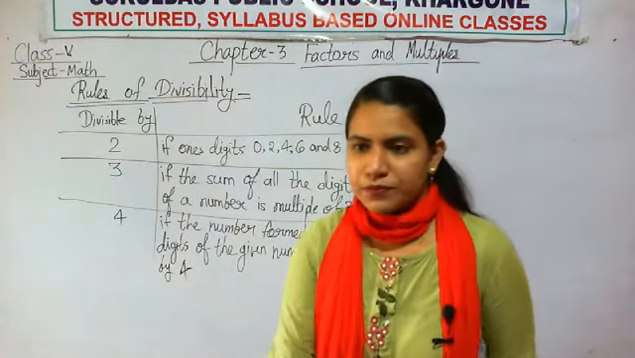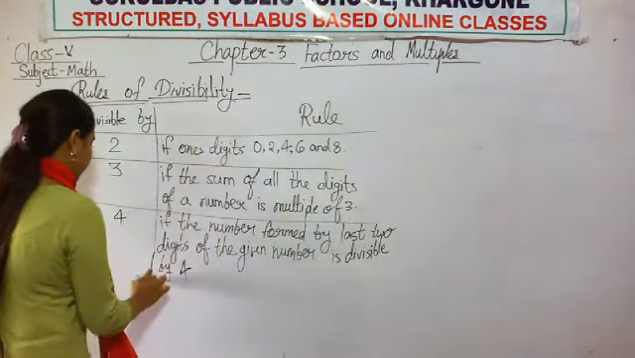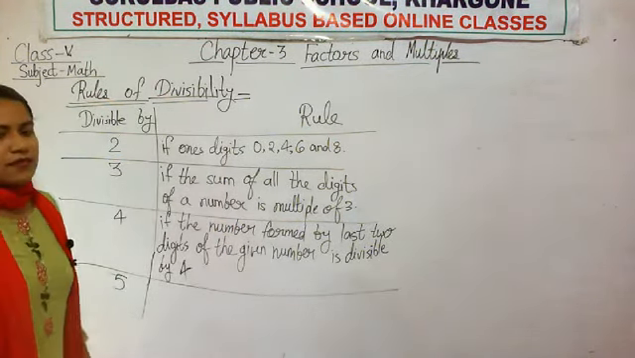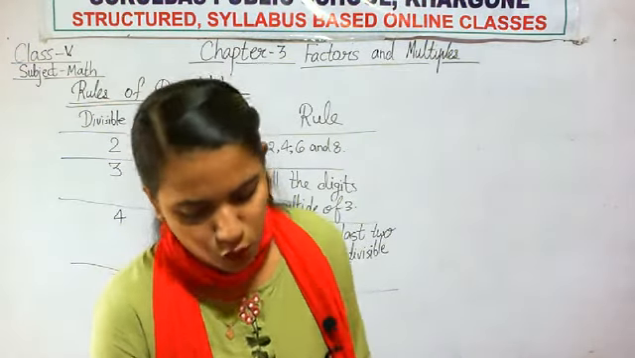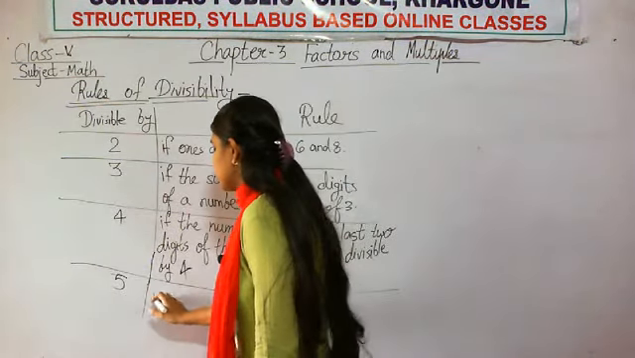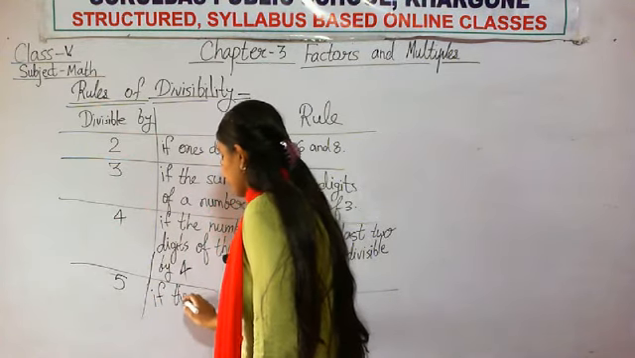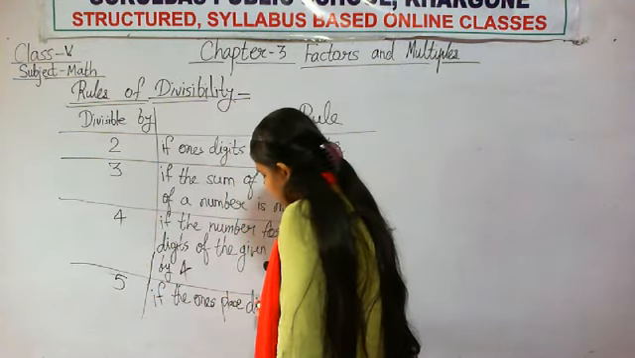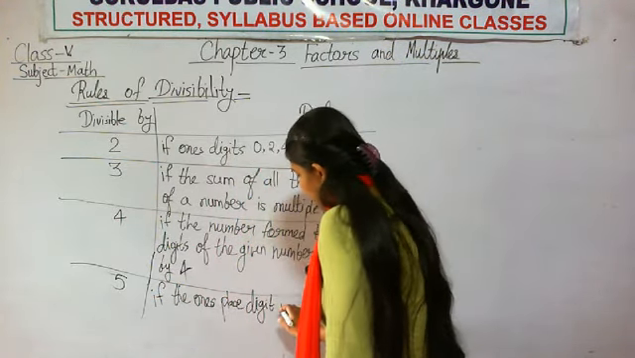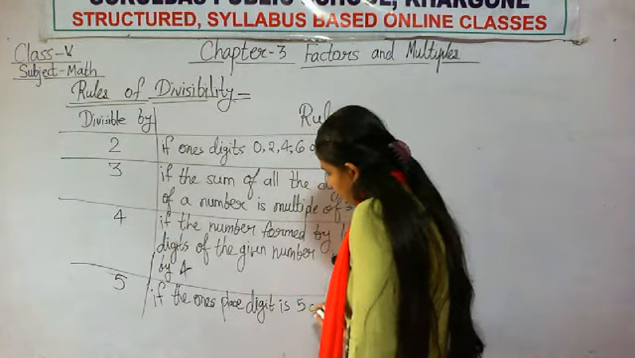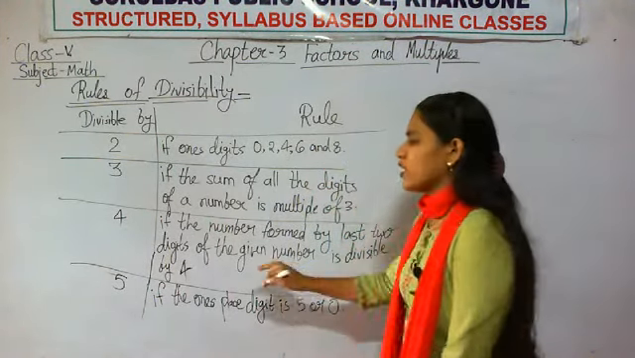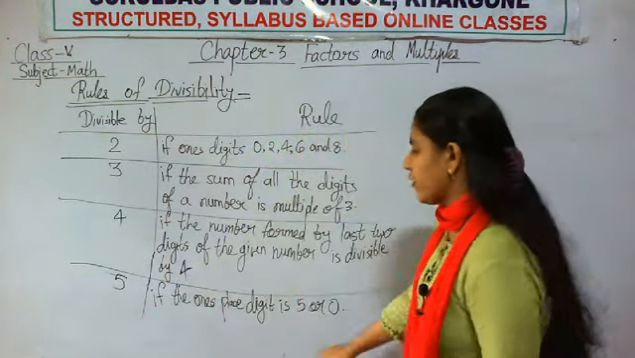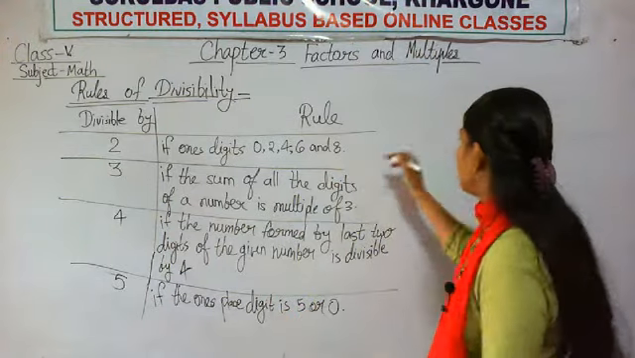Now the next rule, divisible by 5. To check whether any number is divisible by 5 or not, the rule is: if the last digit, the ones place digit, is 5 or 0, then you can say that the number is divisible by 5. Which digit you have to check?